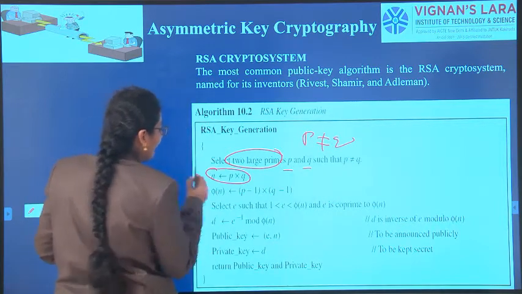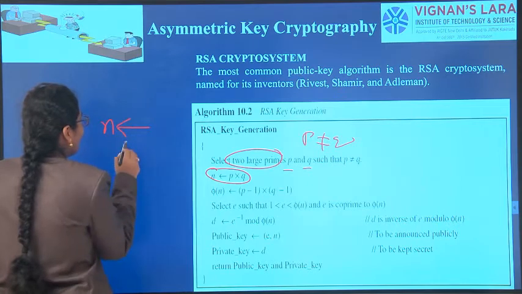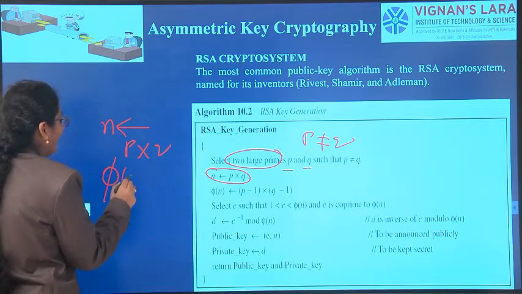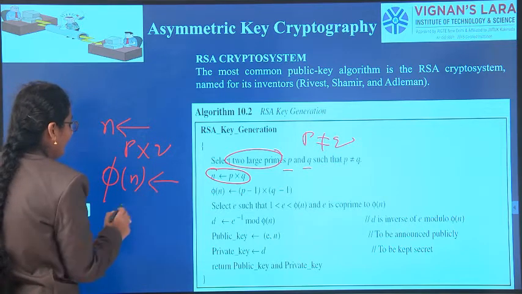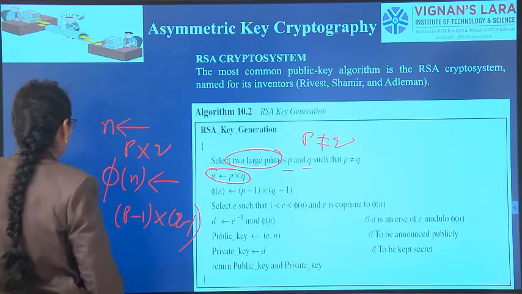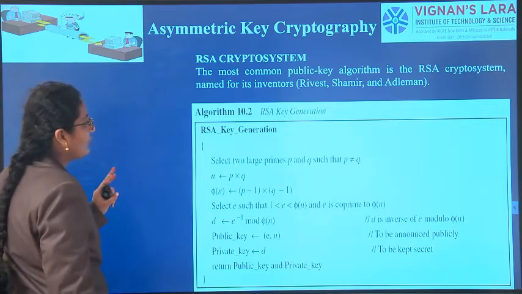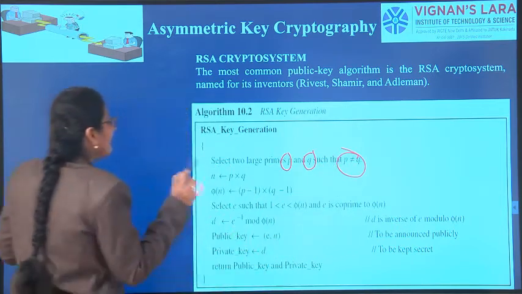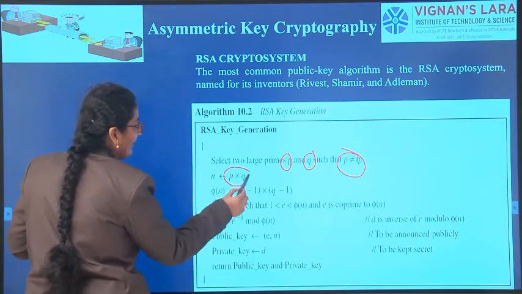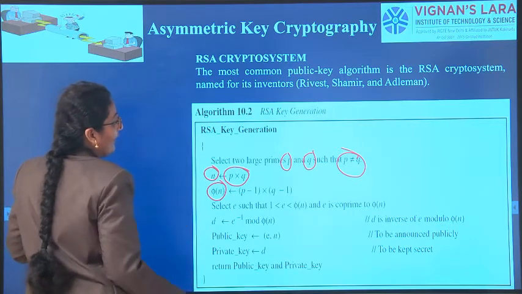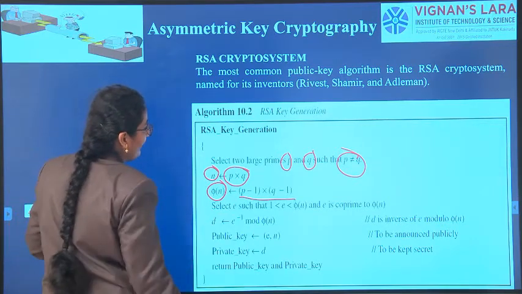Then you have to find N. N is also an integer, the product of P and Q. Then you have to find phi of N. Phi of N is nothing but P minus 1 into Q minus 1. So first you take two large prime numbers P and Q, P not equal to Q. Then find the product of P and Q, which is N. Then find phi of N, which is P minus 1 into Q minus 1.